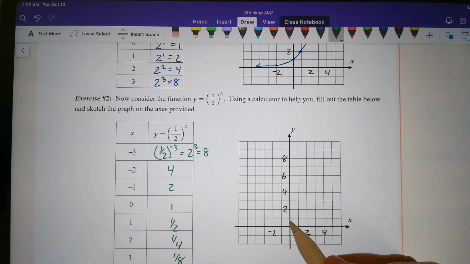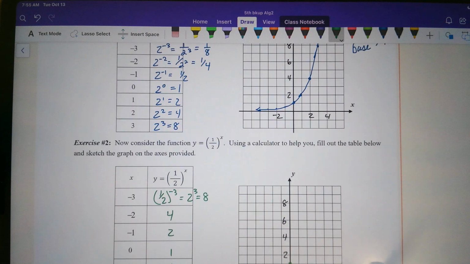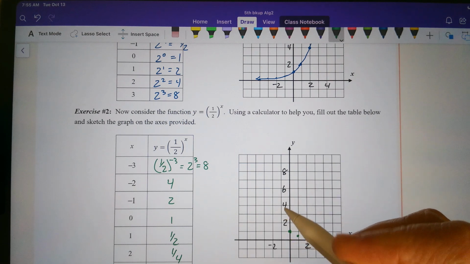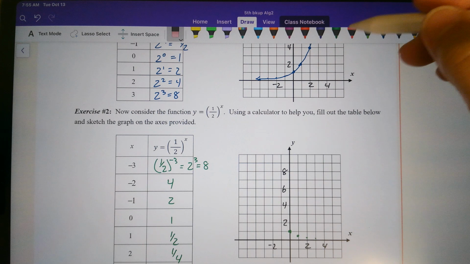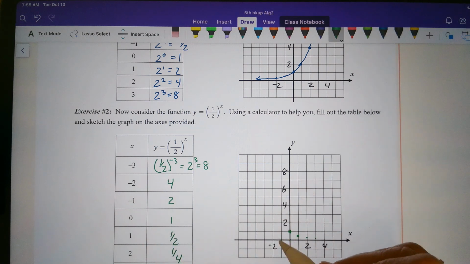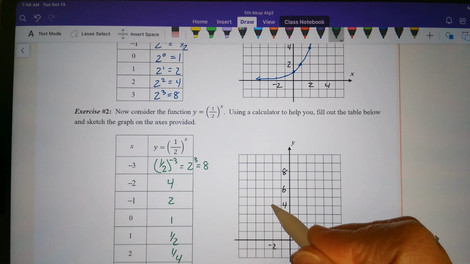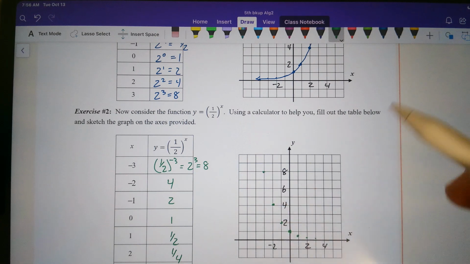So 0, 1. Well, that's common to both graphs. 0, 1. 1, 1/2. 2, 1/4. 3, 1/8. And negative 1, 2, negative 2, 4, and negative 3, 8.